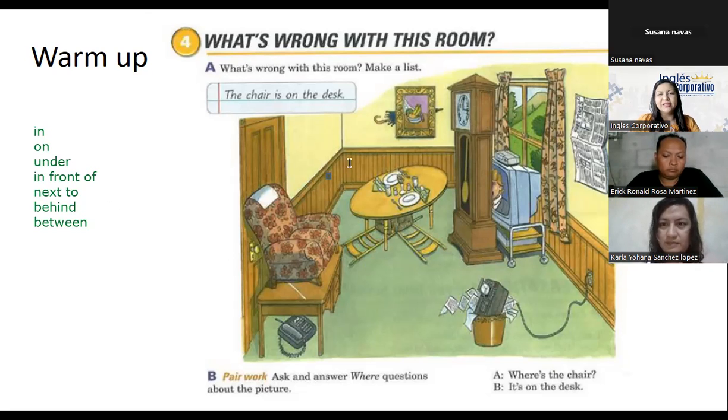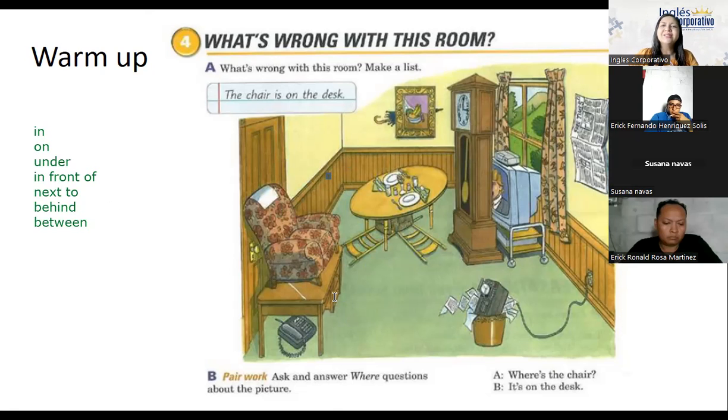Okay, so you will tell me what's wrong in this picture. For example, the chair is on the desk, right? That's not logical. Doesn't make sense. So what else is not logical? It's wrong. What else is wrong? ¿Qué más está mal en esta picture? In this picture.